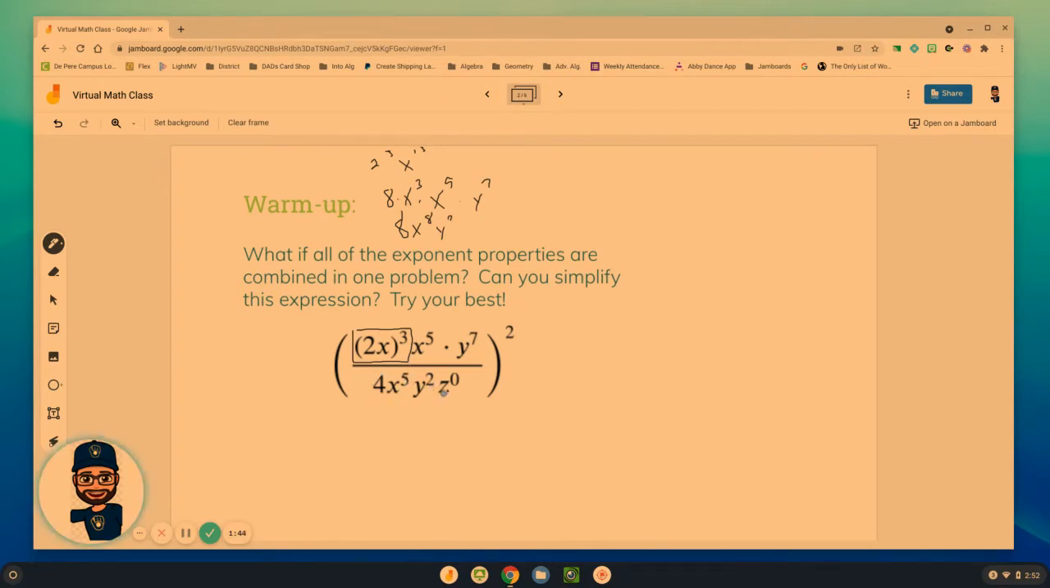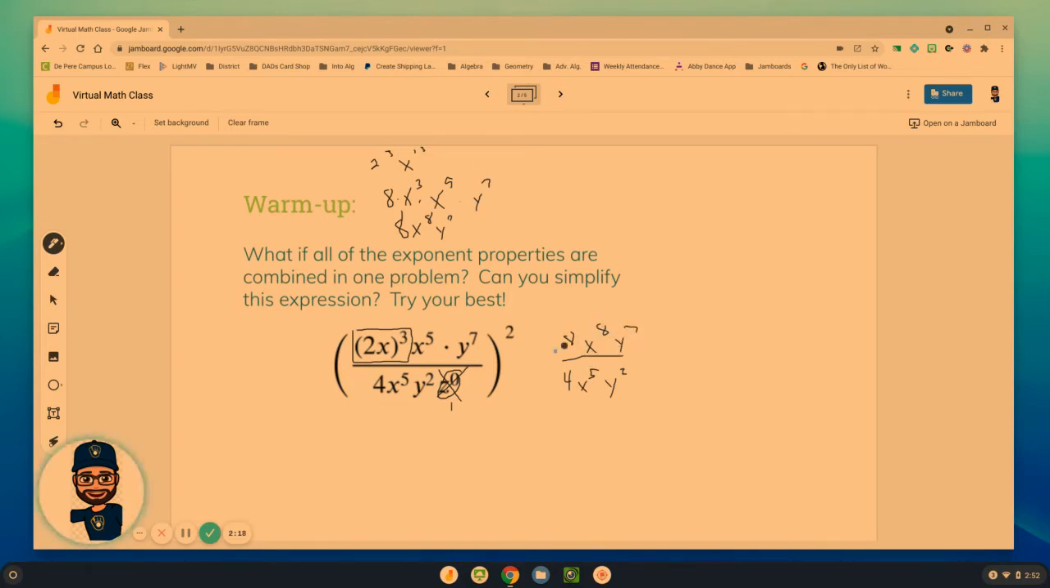4x to the 5th, y squared, z to the 0. Anytime you see something raised to the 0, you can cross it out and replace it with a 1. It becomes 1. So 4 times x to the 5th, y squared times 1 gives me 4x to the 5th, y squared, because 1 times that 4 is out front. We said the top was 8x to the 8th, y to the 7th.